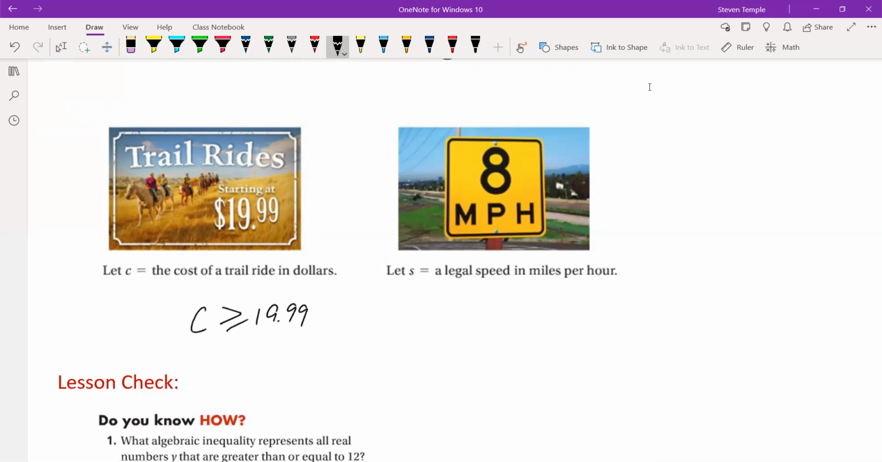Here you have a road sign. S is the legal speed limit in miles per hour. And if you see something like this, if S is the speed, and you have 8, is this okay to go greater than? Well, probably not. That looks like more of a caution sign. So they're probably suggesting to go less than or equal to 8.